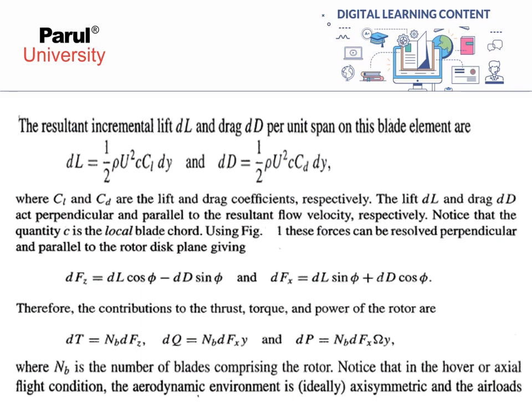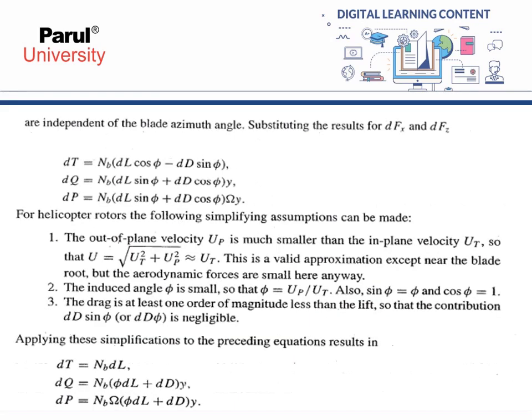Notice that in the hover or axial flight condition, the aerodynamic environment is ideally axisymmetric and the air loads are independent of the blade azimuth angle. Substituting the results for dFx and dFz, dT equal to Nb into dL cos phi minus dD sin phi, and dQ equal to Nb into dL sin phi plus dD cos phi into y, and dP is equal to Nb into bracket dL sin phi plus dD cos phi into omega into y.